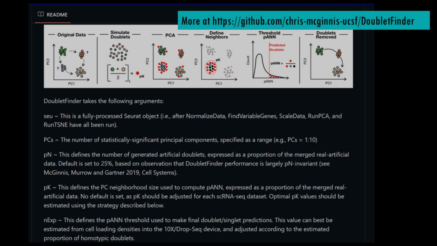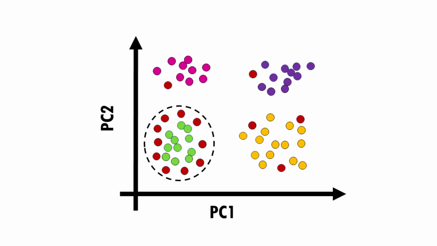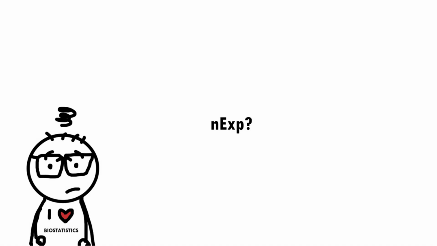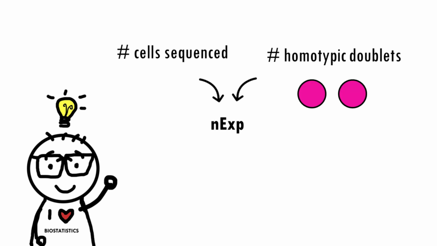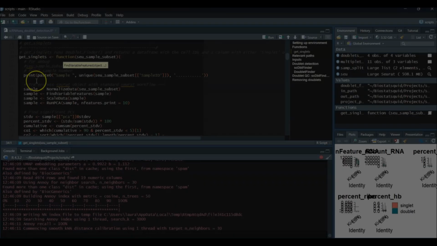And finally, NEXP, which defines the proportion of artificial K nearest neighbors threshold used to make final doublet or singlet predictions. We can estimate this value from the cell loading density, so the number of cells that went into the sequencer, and we can also adjust it according to the estimated proportion of homotypic doublets. Homotypic doublets are just doublets made up of 2 cells of the same cell type. Okay, so we already have 1 out of 5 parameters. Now let's figure out the other 3.